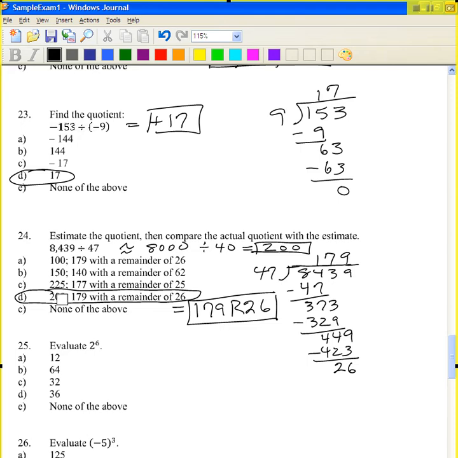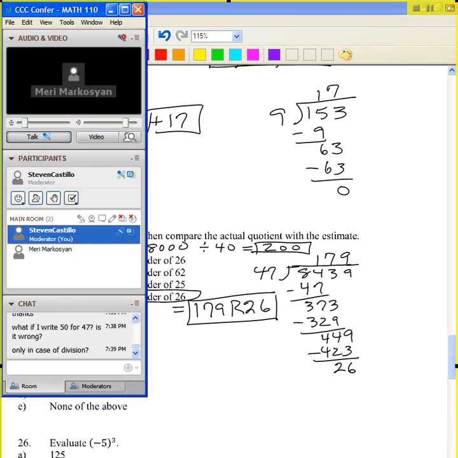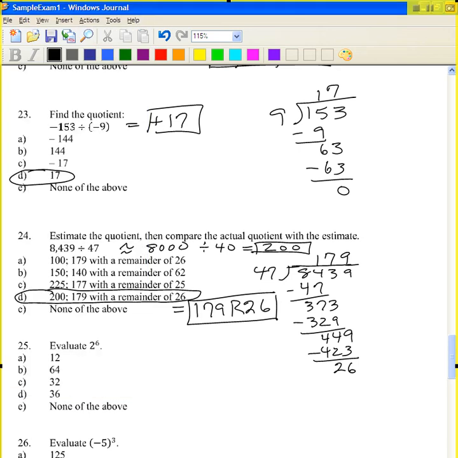It will give you a slightly different answer. It wouldn't be quite as easy, but yeah, only in case of division. In the case of multiplication, when you round some factor up, you have to round the other one down. So they go in opposite directions. But in division, they go in the same direction. Okay.